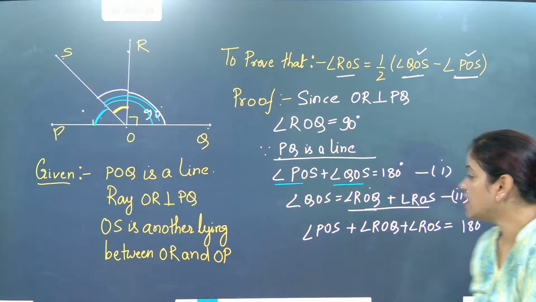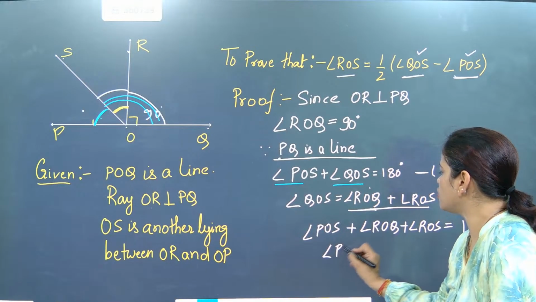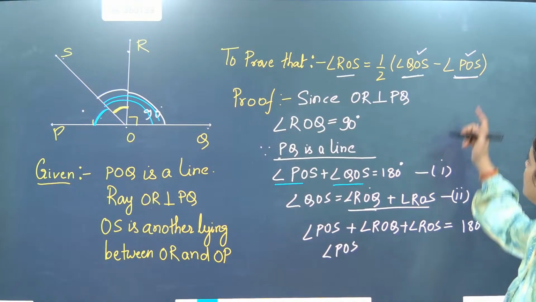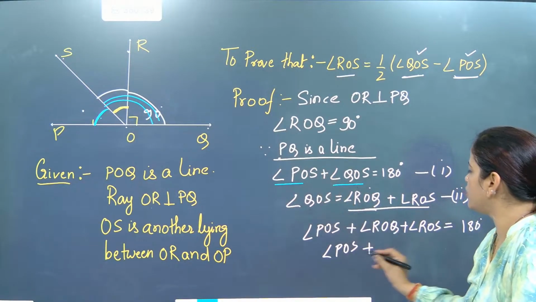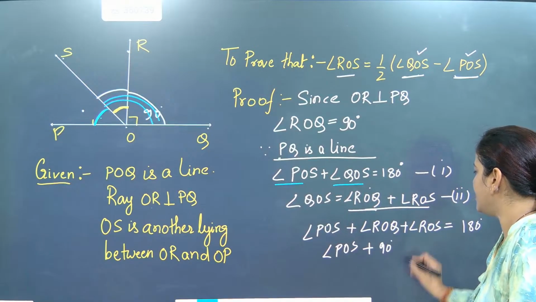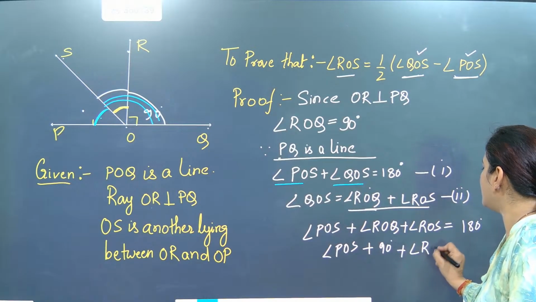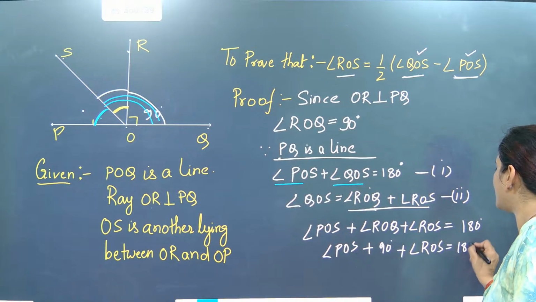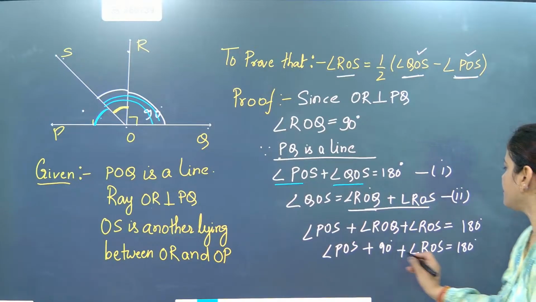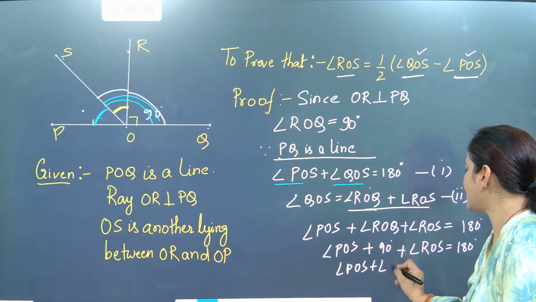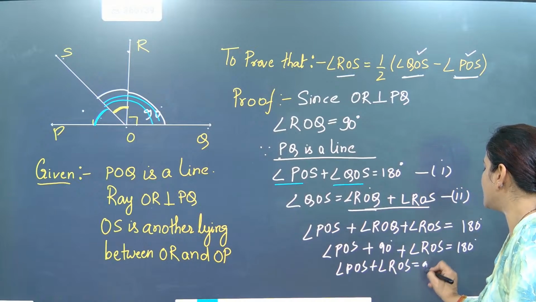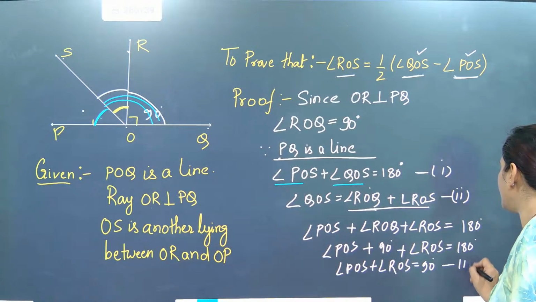Done? You see how you people are exactly. So POS you have, then you have angle ROQ. ROQ is coming how much? 90 degree. And plus angle ROS you have, that is 180 degree. Done? Now, angle POS plus angle ROS is equal to 90 degree. This will be equation 3.